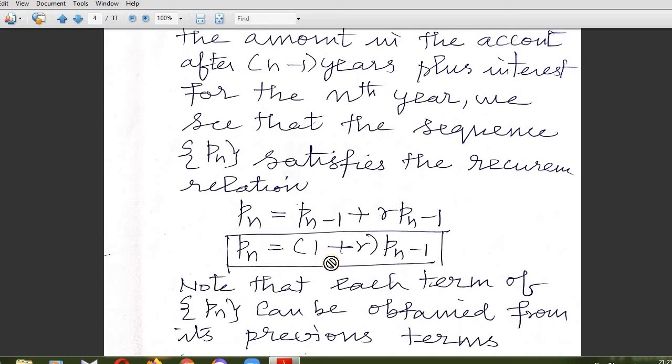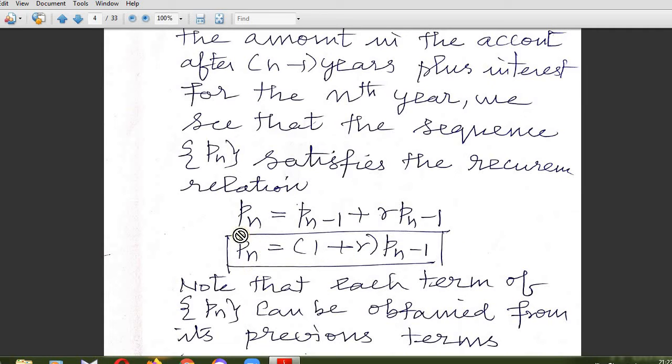This is an equation where the successive terms, the total amount, are based on the previous amount multiplied by this (1 + r). So we call it a recurrence relation. Am I correct? So this Pn satisfies this recurrence relation. Therefore this would be the solution for the recurrence relation: (1 + r) Pn-1 equals Pn.